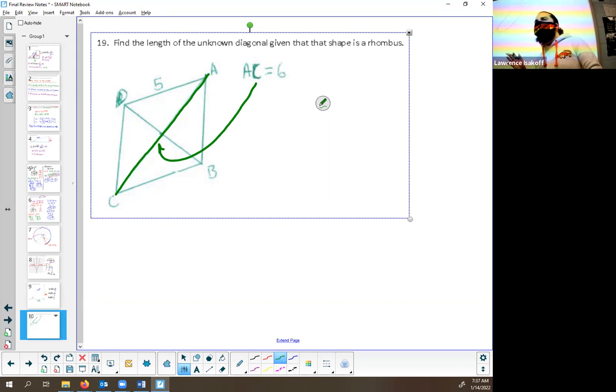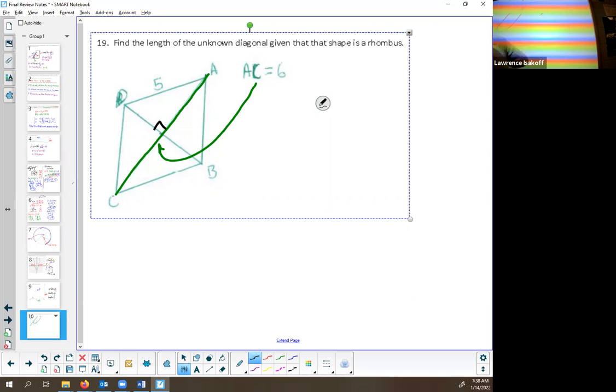Now, do you guys remember what happens to the diagonals in a rhombus? How do they cross? What's special about where they cross right here? They make an X. So look specifically at how they're crossing. They make a right angle. That is one of the facts we learned with the rhombus, that the diagonals cross at a right angle.